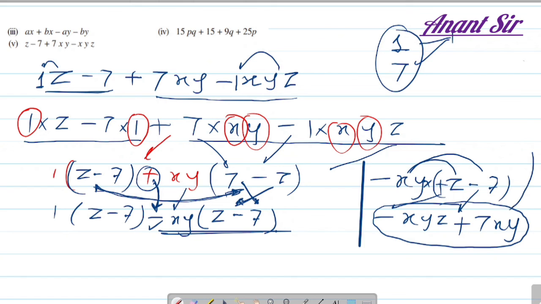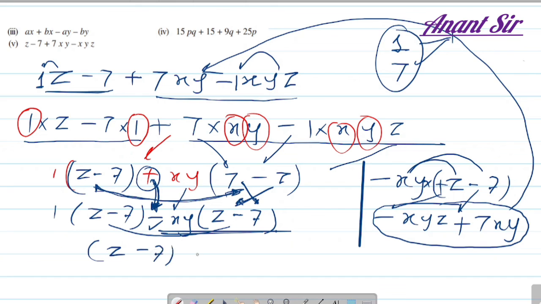See, what was the question here? It was the same, 7xy is plus and xyz is minus. So just change the sign of this xy. If it is plus, then make it minus, and then you can change that 7 minus z to z minus 7. And now as you have these two brackets same, write them once, and in the other bracket, write the terms which were outside, that is 1 minus xy. So this is your final answer.